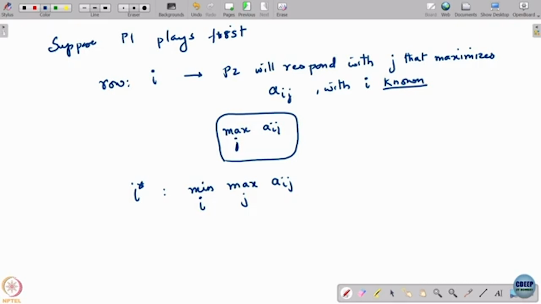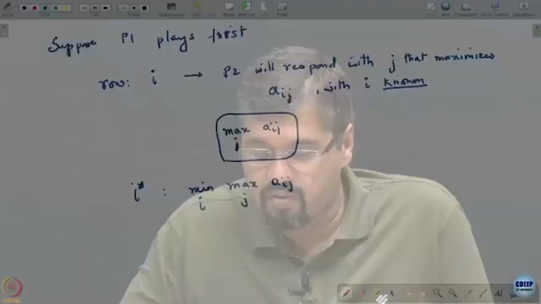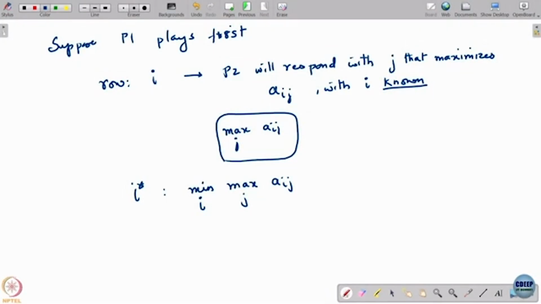So the security strategy therefore can be interpreted as the right solution for a game where the play was sequential. We will talk more about sequential play much later, but right now this is just an artifact for interpreting security strategies. That security strategy is the right strategy you would have played if the game was sequential, and if there was a predefined definite order of play.